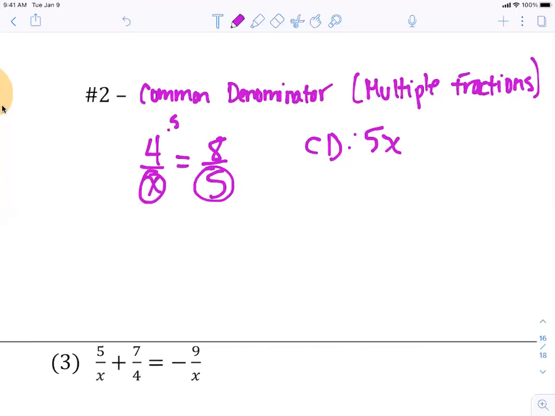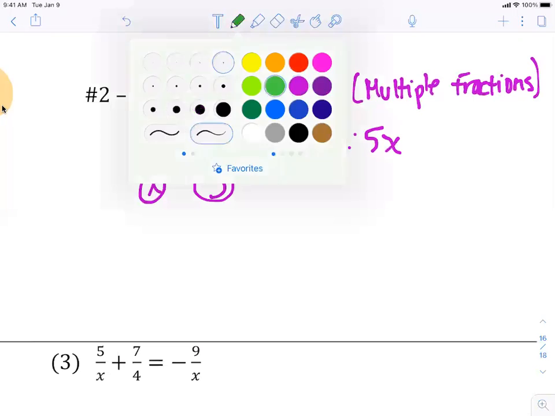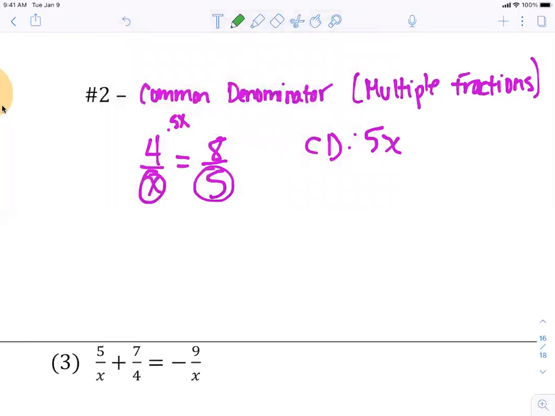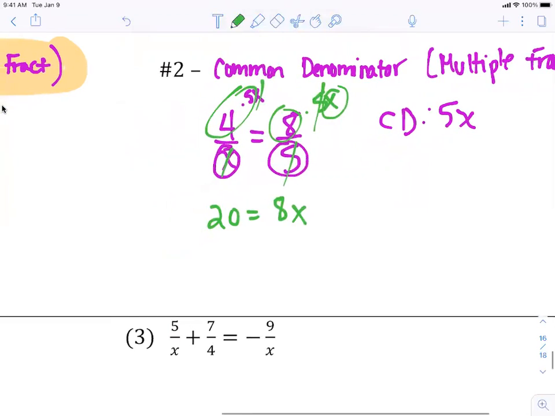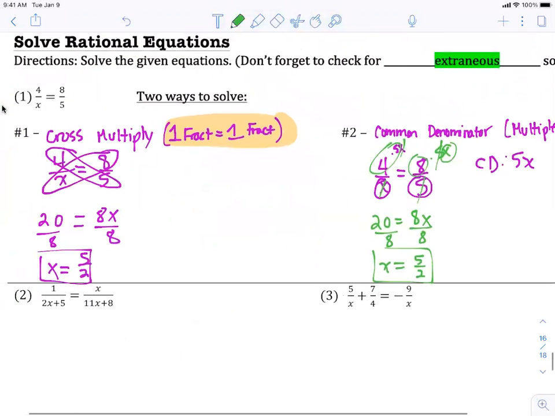So for example, this first fraction we will multiply, and things are going to cancel pretty nicely. X divided by x cancels, and 4 times 5 ends up leaving us with 20. On the other side, we're going to multiply by the common denominator. Here, 5 divided by 5 cancels, and 8 times x leaves me with 8x. And we can solve the exact same way. Divide everything by 8 and reduce. X is equal to the exact same thing that we just solved.